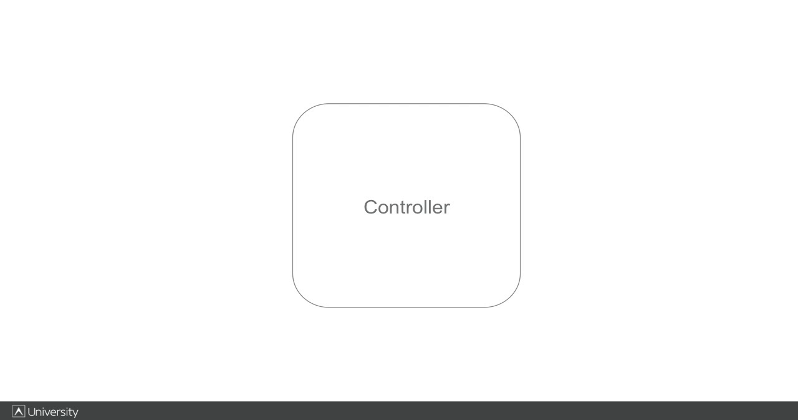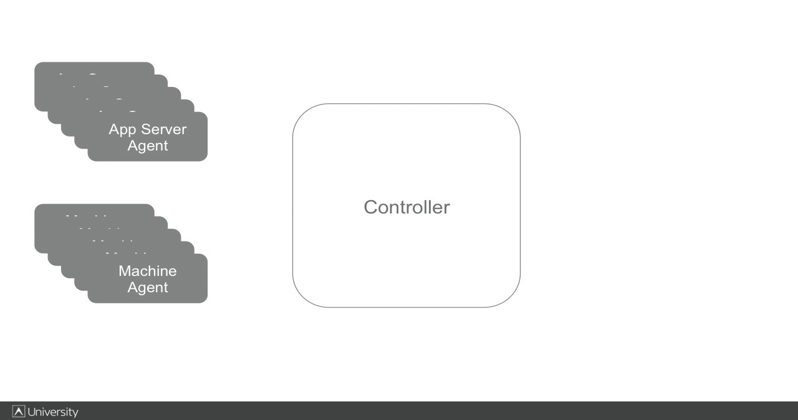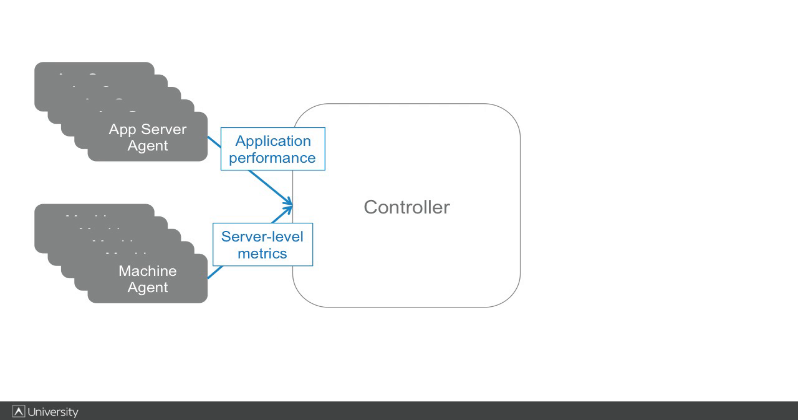From the controller, you can see the performance information captured by a number of different agents. There are two primary kinds of agents: application server agent and machine agent. An app server agent sends information about application performance. A machine agent is connected to the host server and sends information about server-level metrics such as CPU utilization and host memory utilization.